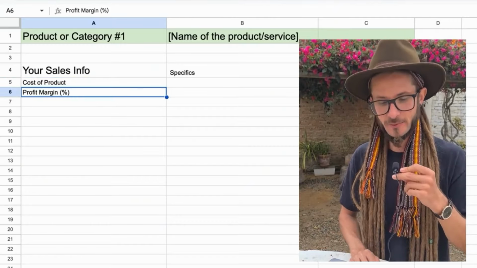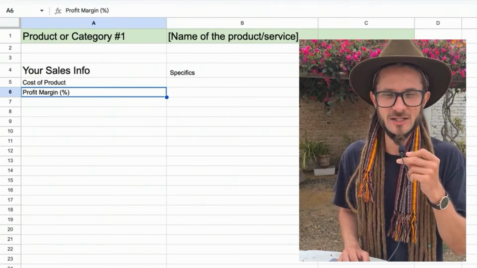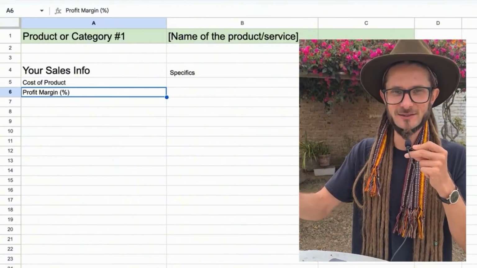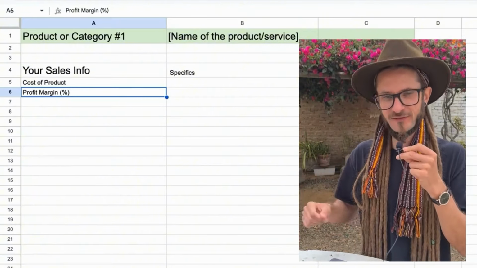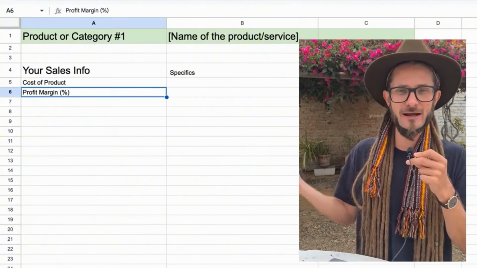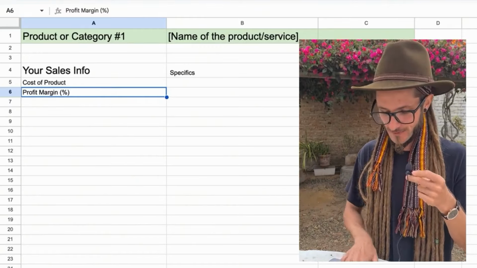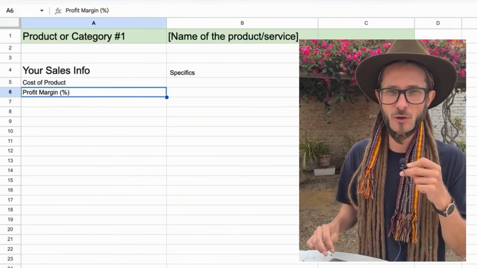Then, ladies and gentlemen, we have the profit margins. What is the percentage profit margin of each product sale? If we're selling something for $9.99 and it's a 50% profit margin, then it's around £5. So we have to understand the profit margin of each product.